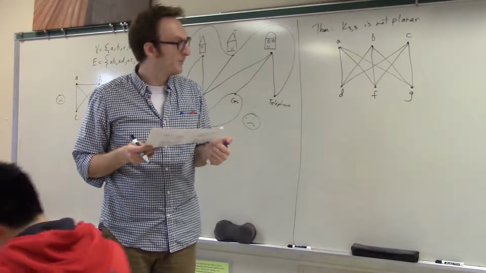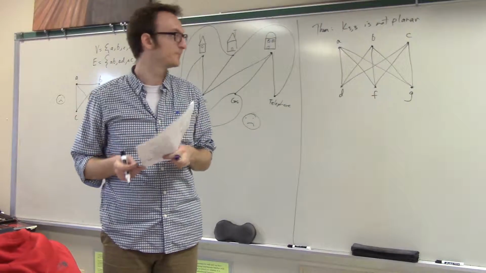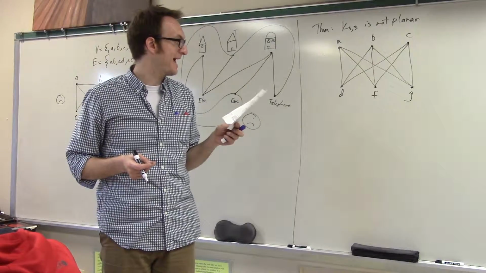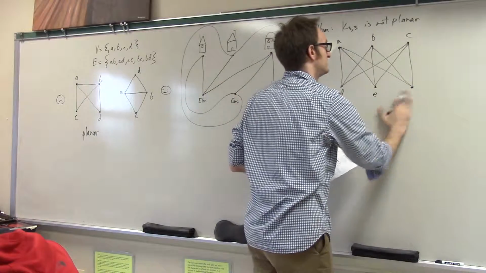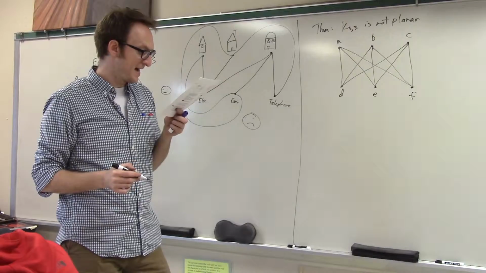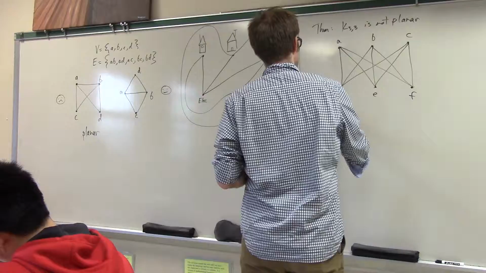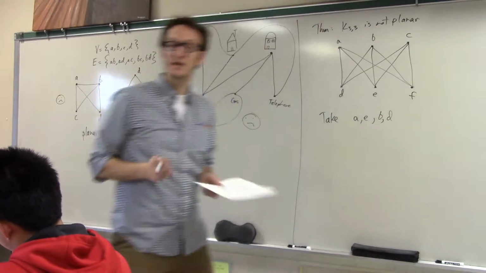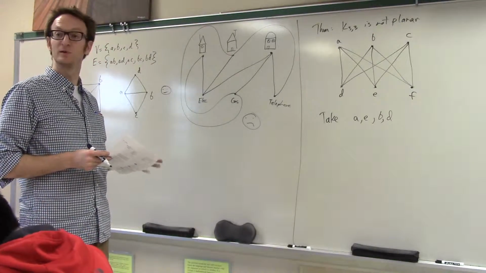Why? Well, basically you try to brute force it out, and then you argue that it can't be done. So let's first take 4 of the vertices. Take A, E, B, D. Okay, so take 4 of the vertices: A, E, B, and D. Is it possible to make a planar embedding of that subgraph?